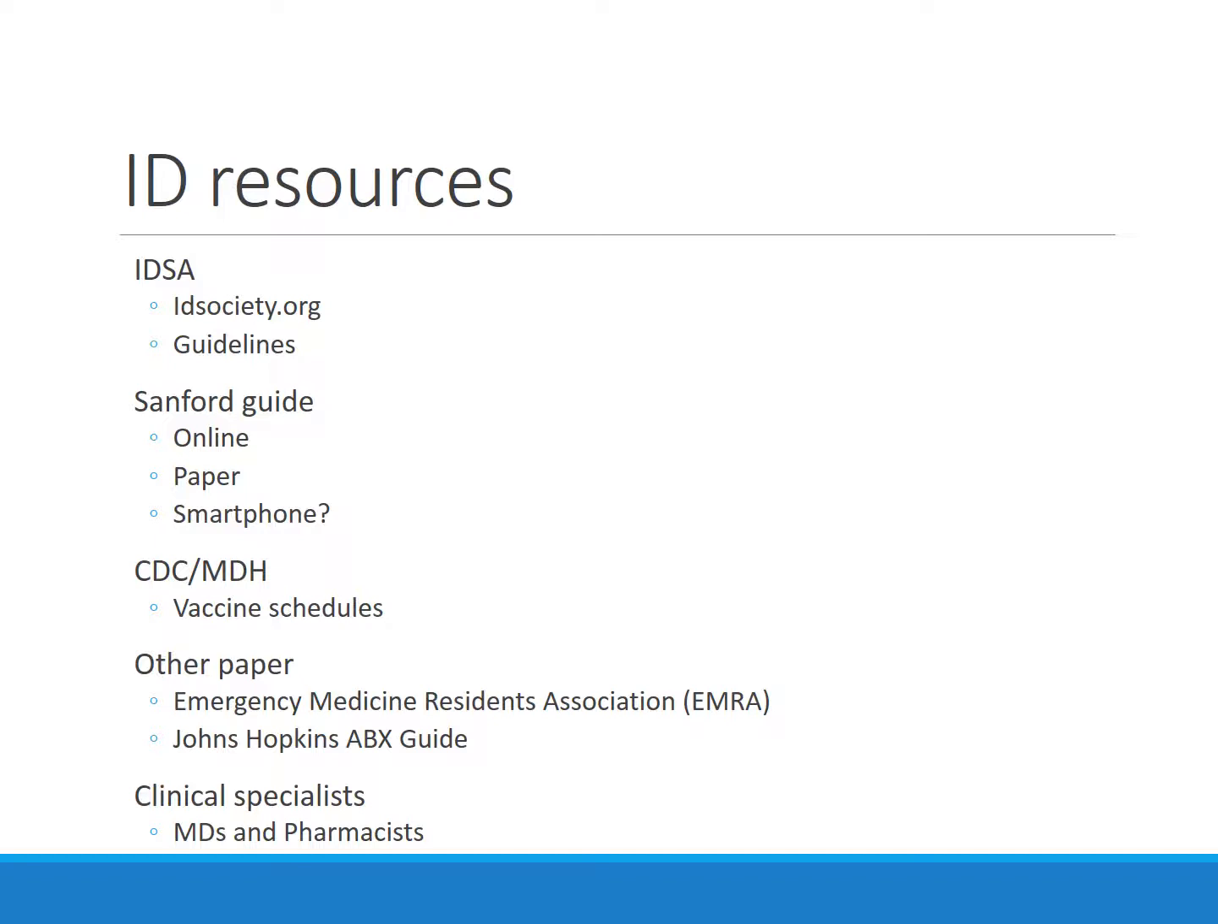Some other paper references out there that people like. Personally, I don't really use these because I find that information can be gathered from other places, but a lot of people like different stuff. So really, whatever works for you, as long as it's a reputable source.